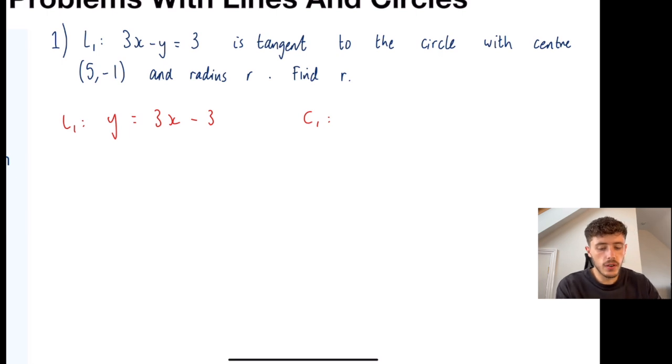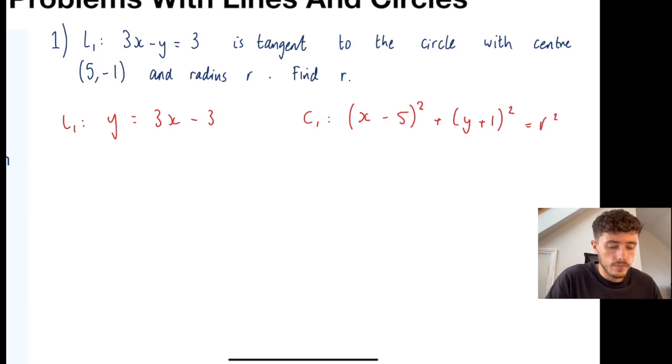So the centre 5, minus 1, please pause and give this a go, because the more practice you get, the better, is going to be x minus 5 all squared plus y plus 1 all squared equals this mysterious unknown r squared that we need to work out.